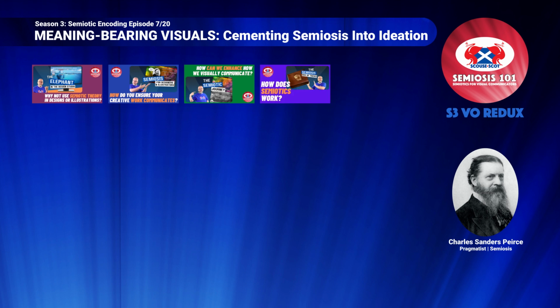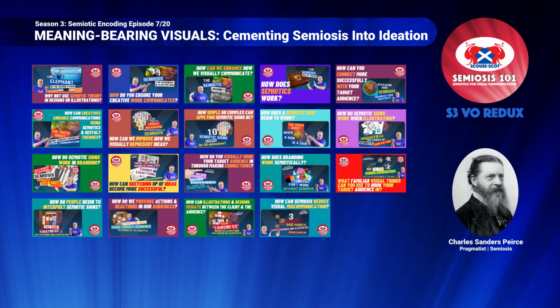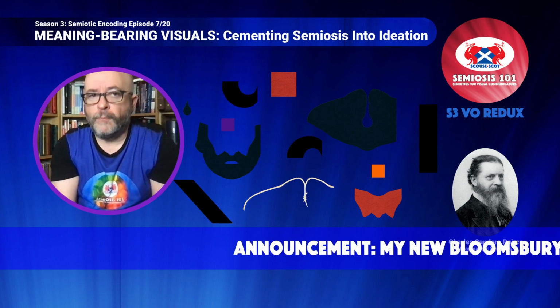Back in season 1, I did an entire episode on how Gestalt theory helps to contextualize the psychological effects of visual communication, while semiosis helps to enhance visual communication. Check out episode 1.6 from season 1. Okay, back to the macro building of meaning.